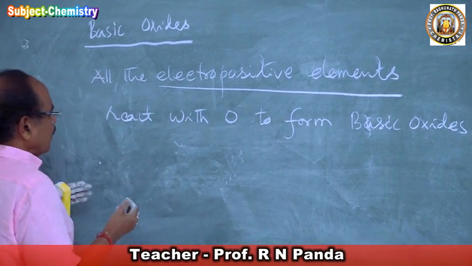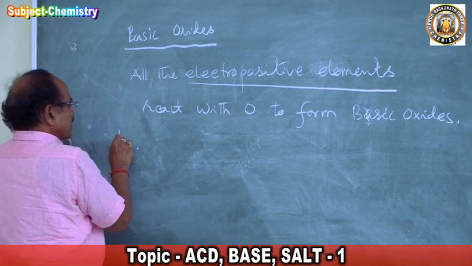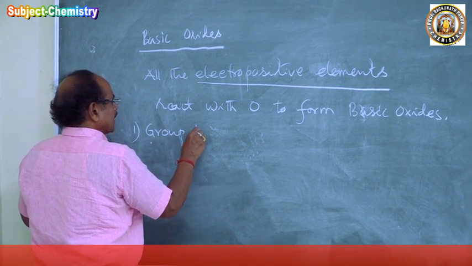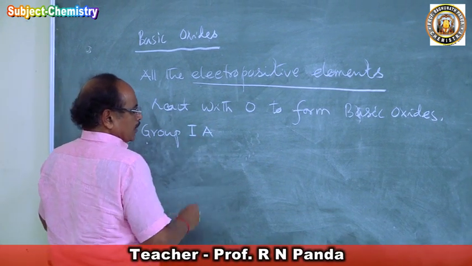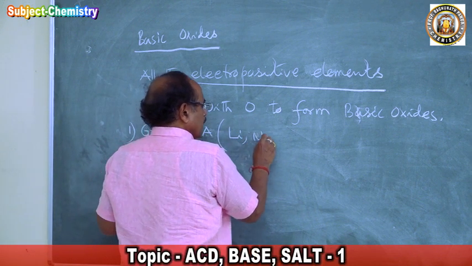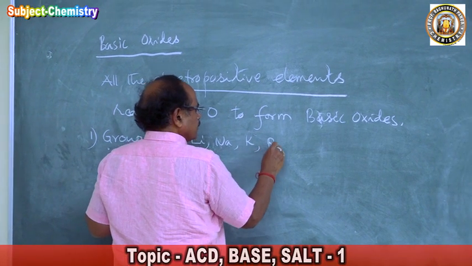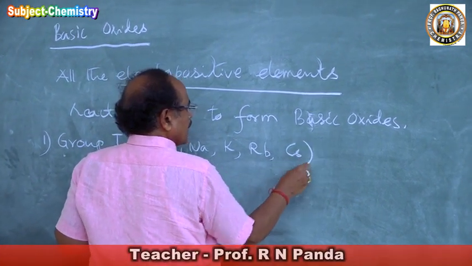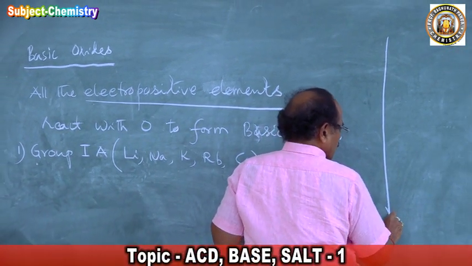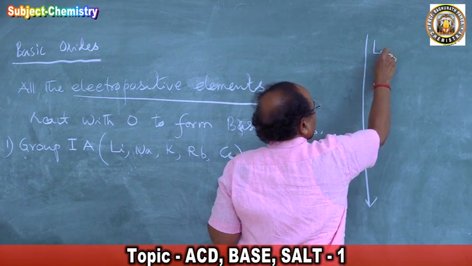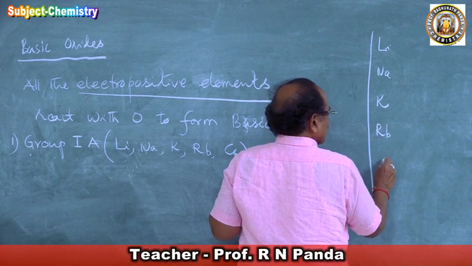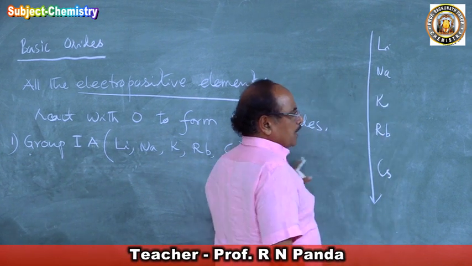Now we will come to electropositive elements. All the elements of group 1A have 1 electron in their outermost shell. Who are they? Lithium, sodium, potassium, rubidium, cesium. I told you, if you go down the group, you have lithium, sodium, potassium, rubidium, cesium.